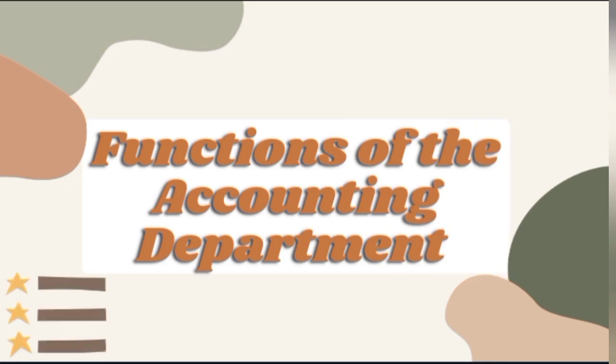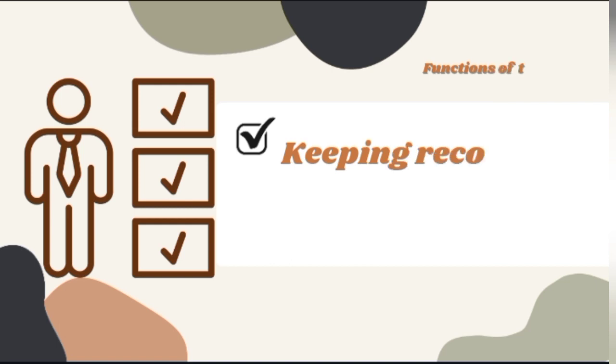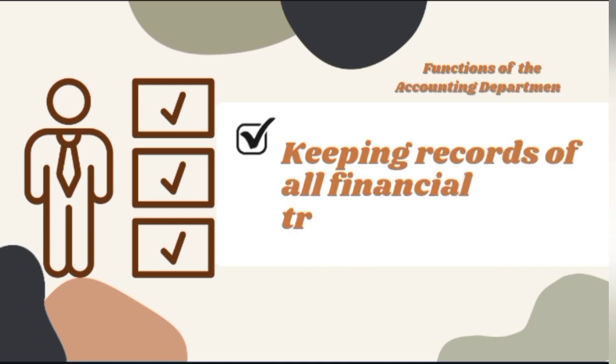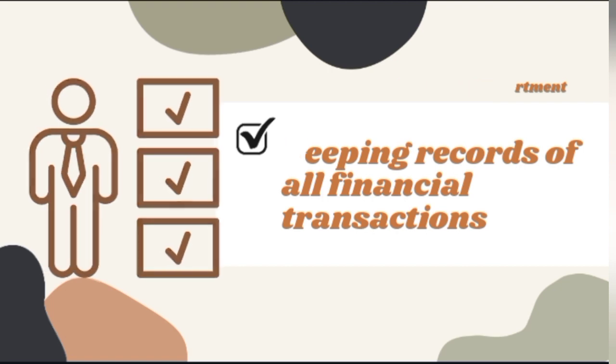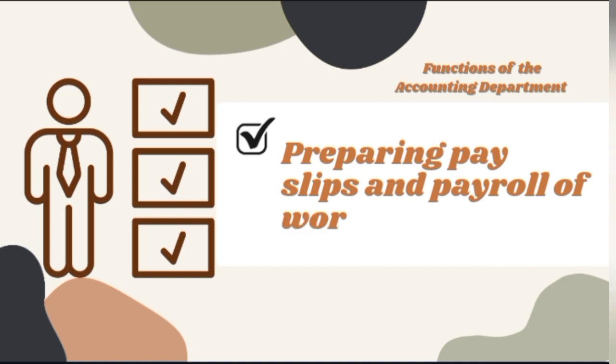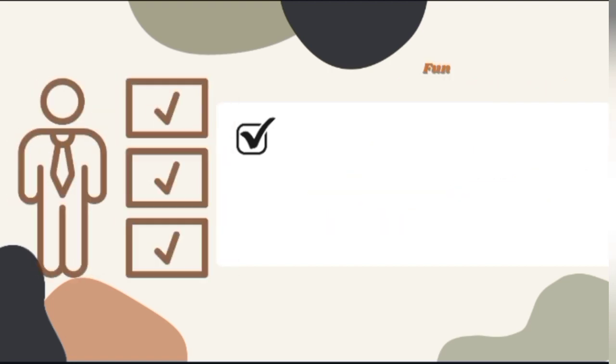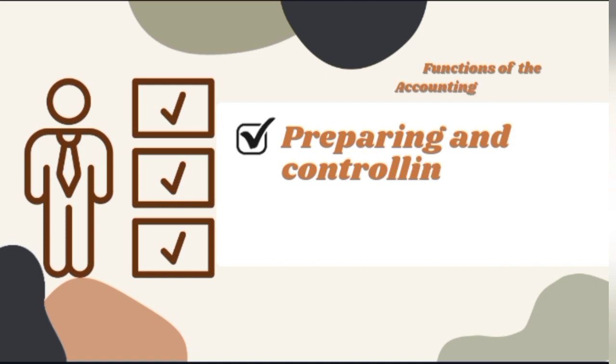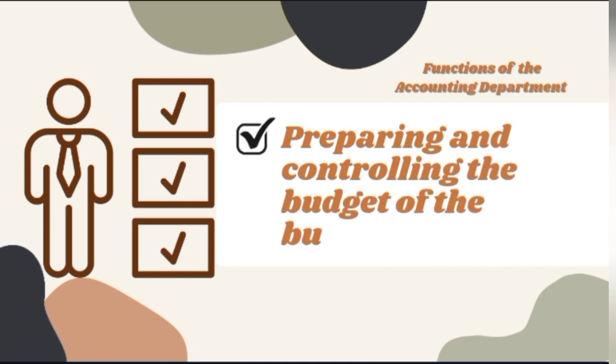Some of the functions of the finance or accounting department include keeping financial records of the organization. It is the job of the finance department to keep records of financial transactions of the business. The next thing they do is prepare payrolls or pay slips of workers. They are in charge of paying wages and salaries of the workers. They also prepare and control the budget of the business.